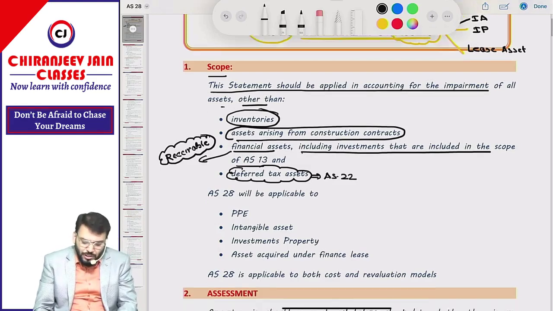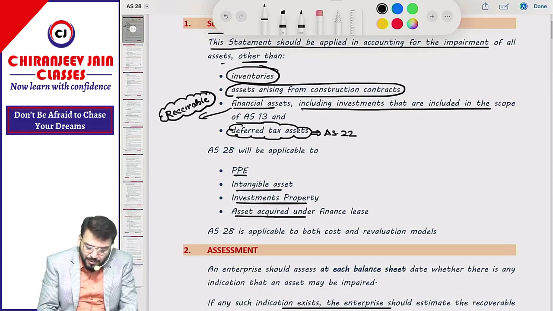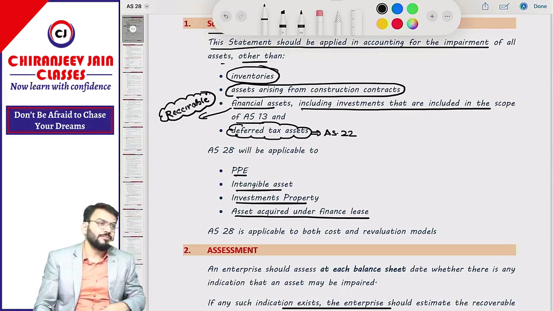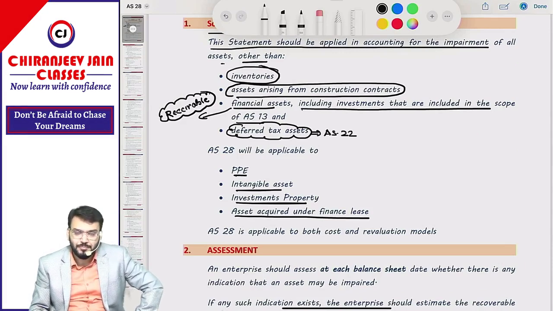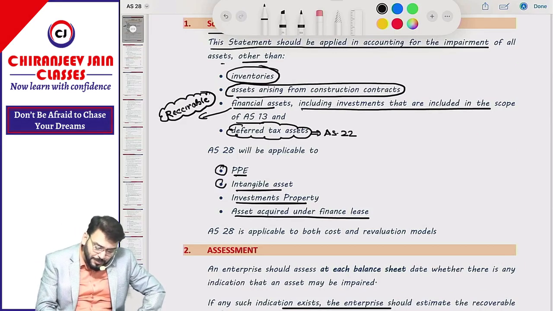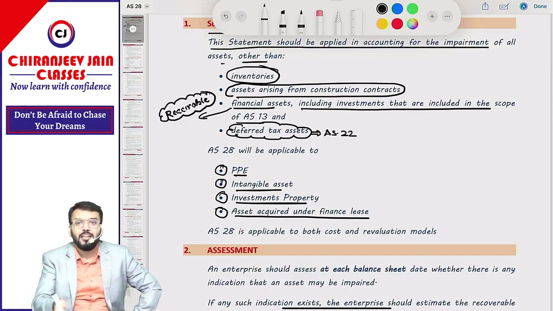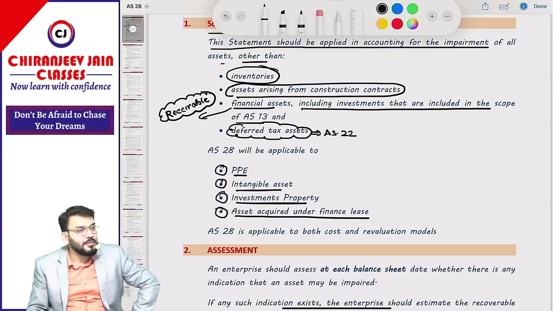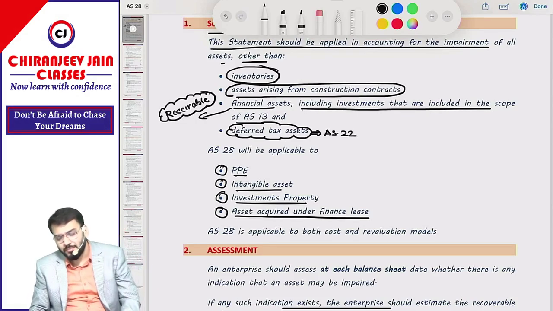In simple words, what is covered? PPE, intangible asset, investment property, and asset acquired under finance lease. Only remember these. The balance is not covered. Correct? Understood?